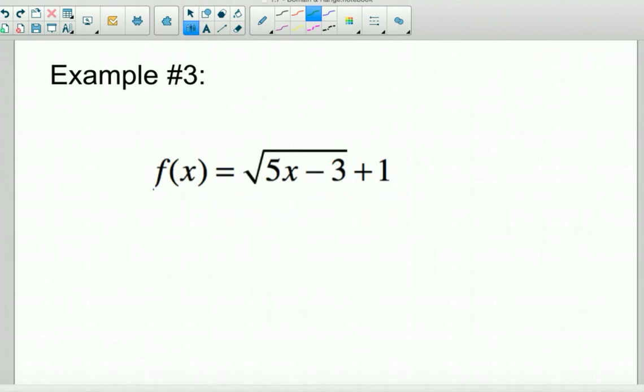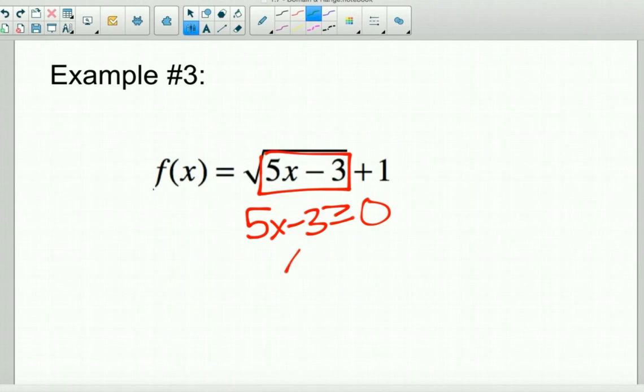But I'm going to do kind of the same thing. I'm going to take the square root and say, okay, 5x minus 3. It's only going to be one answer from this one. 5x minus 3 greater than or equal to 0. So I'm going to add 3, divide by 5, and I get 3/5. So that's my domain. Right?